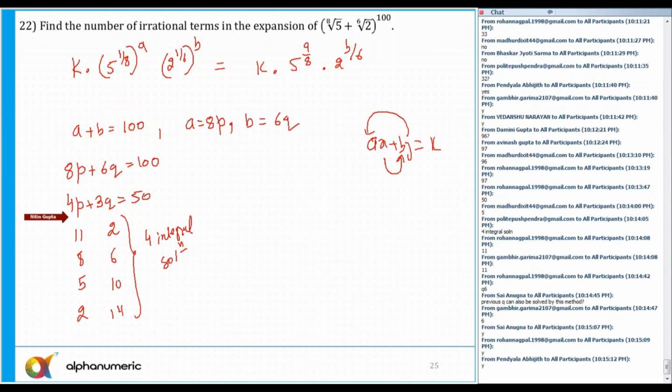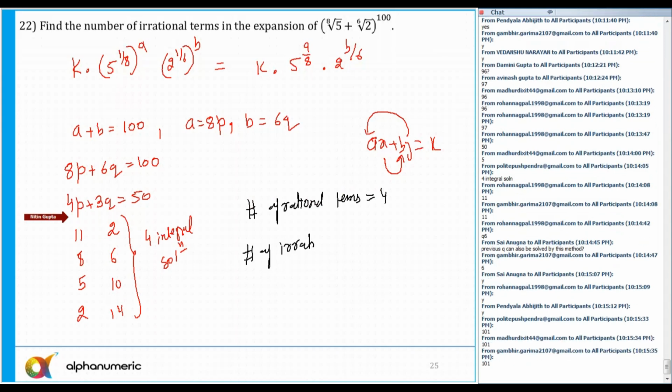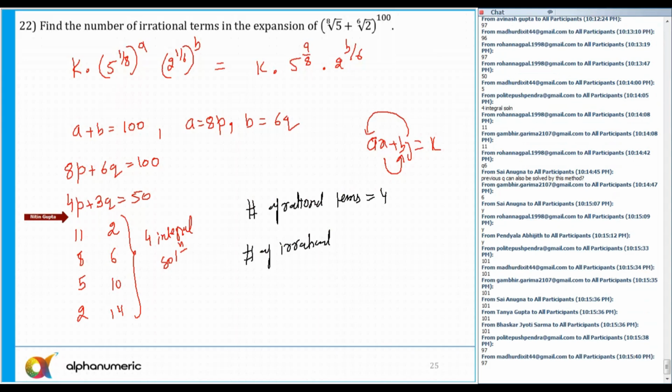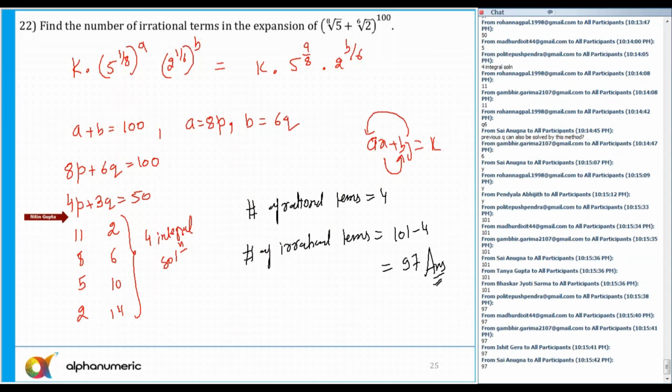So can you say the total number of rational terms? Number of rational terms is equal to 4. Then tell me now, what is the total number of terms in the expansion? 101. So 101 minus 4, the answer will be equal to 97. And that will be the answer. So the number of irrational terms in this case is 97.